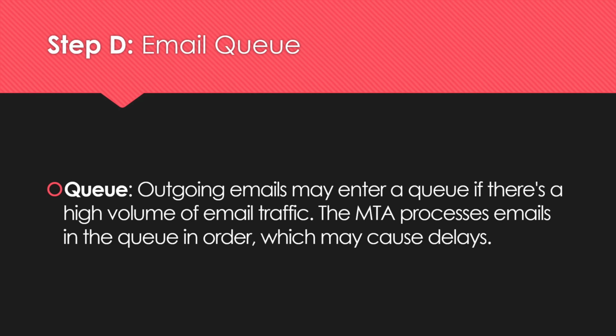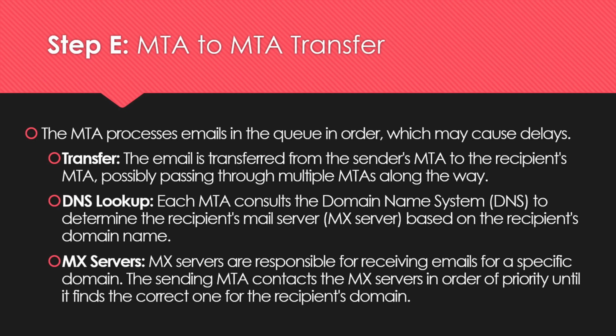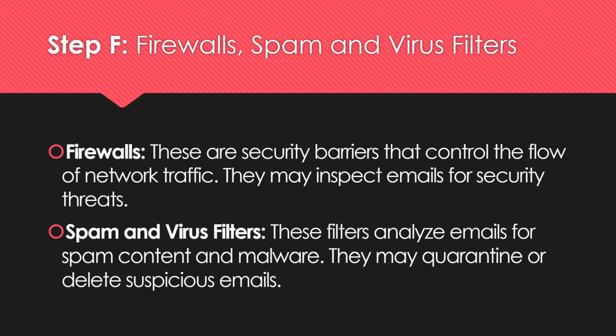Moving to the next step, that will be step E, MTA to MTA transfer. The email is transferred from the sender's MTA to the recipient's MTA, possibly passing through multiple MTAs along the way. DNS lookup: each MTA consults the Domain Name System, DNS, to determine the recipient's mail server, MX server, based on the recipient's domain name. MX servers are responsible for receiving emails for a specific domain. The sending MTA contacts the MX server in order of priority until it finds the correct one for the recipient's domain.